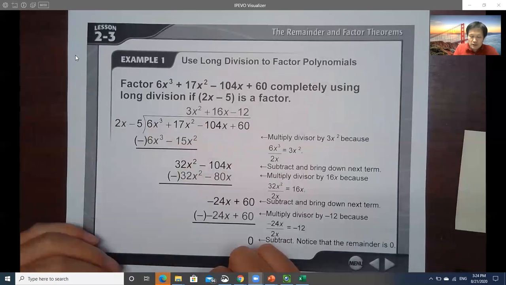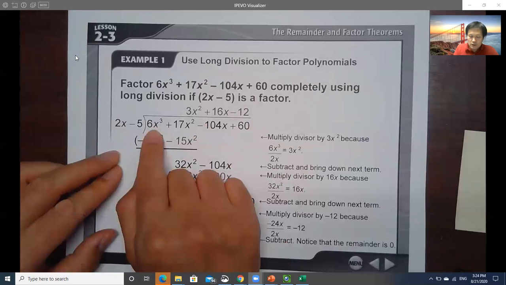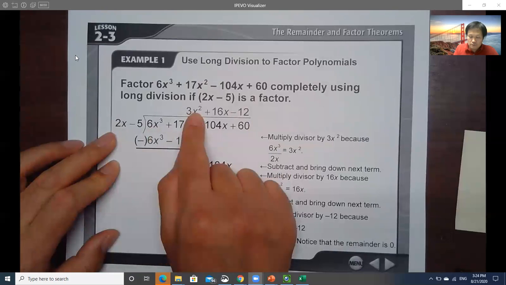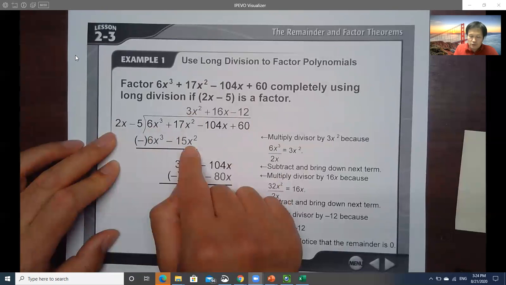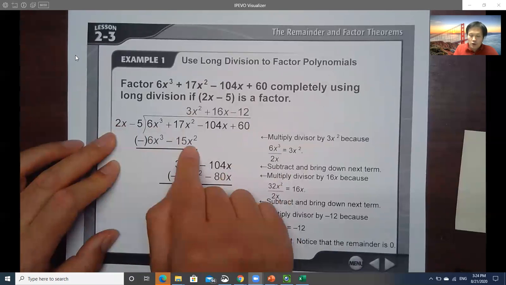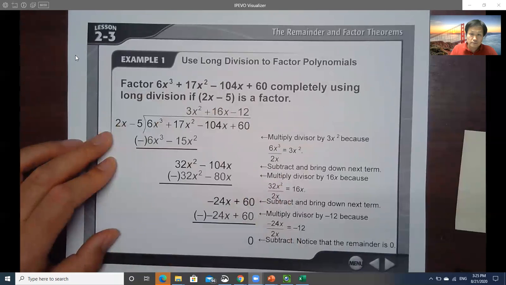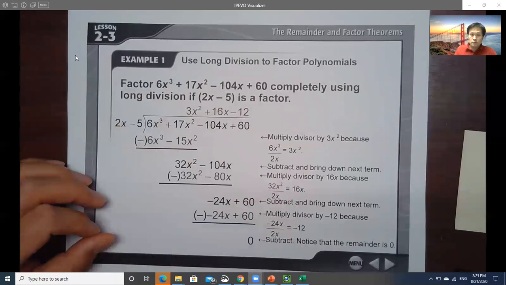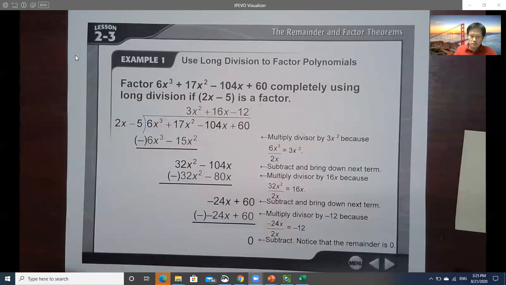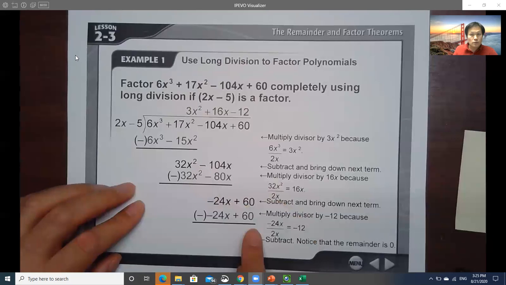So you look at 6x cubed and 2x, you need 3x squared. Multiply 3x squared, multiply 3x squared. So you're doing long division as we did previously. Okay? So do long division. Then at the end, you get 0.